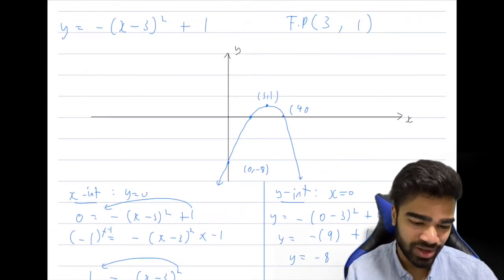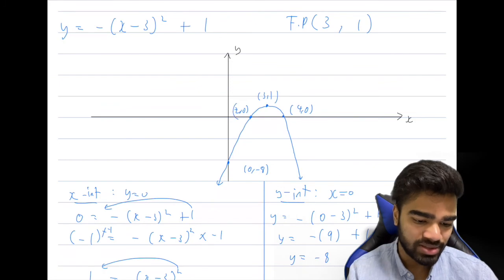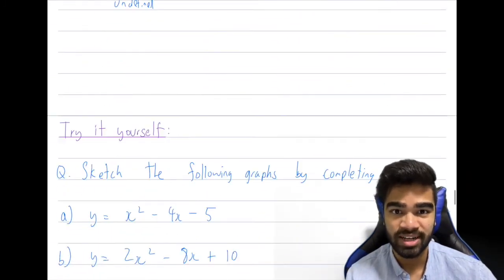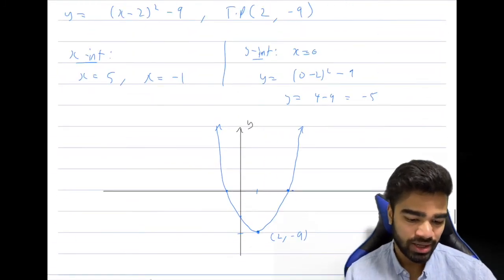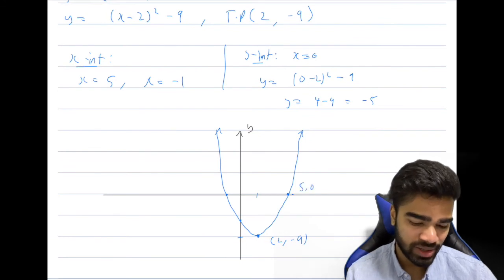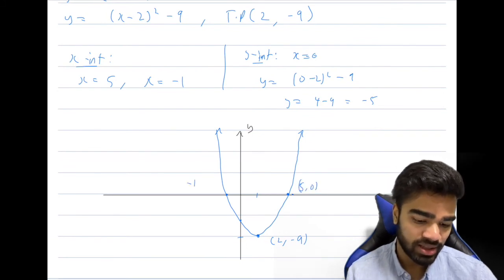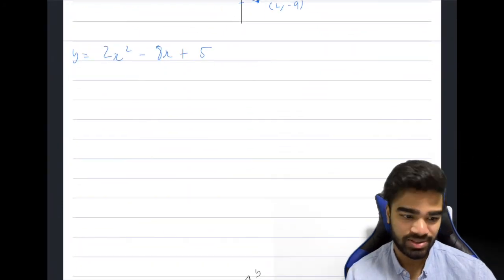You should have labeled your x-intercepts. I forgot. So 4 and 0, and 2 and 0. So make sure you label everything that you have. It's really important. So let's label all our intercepts now. So x-intercept was 5, 0, and the other x-intercept was -1 and 0, like so. Okay, so that's the first graph.